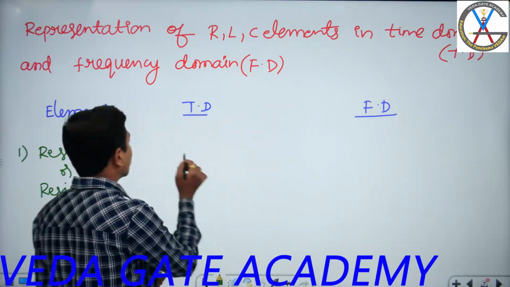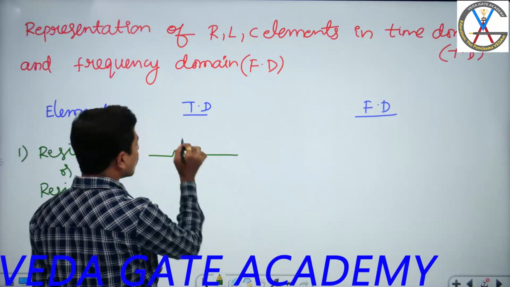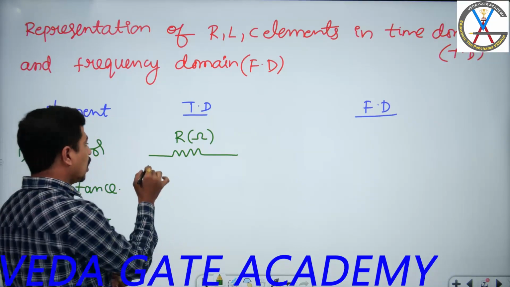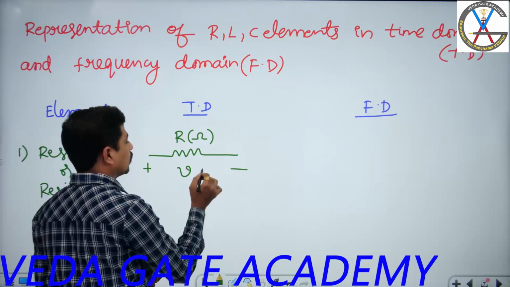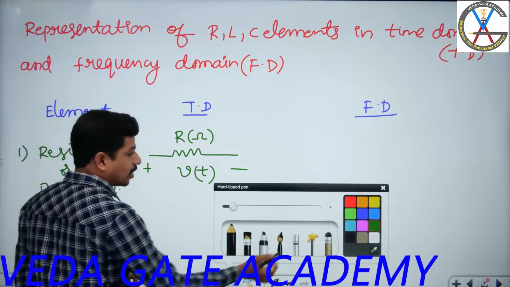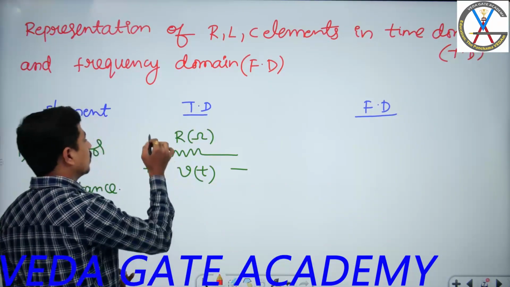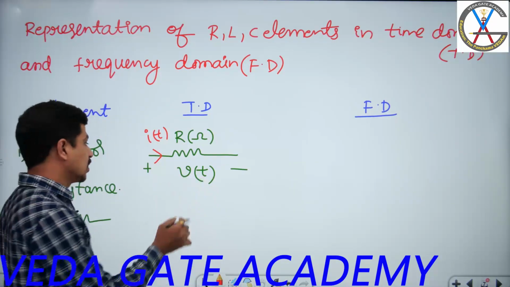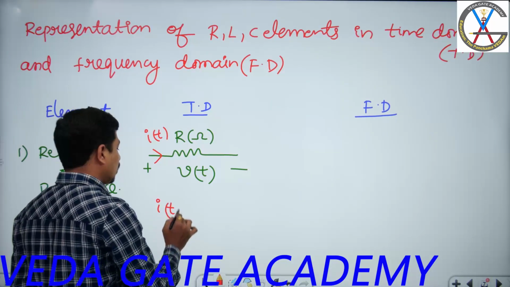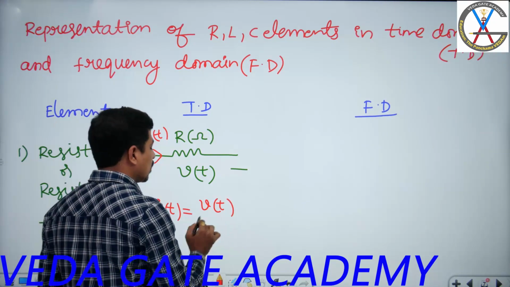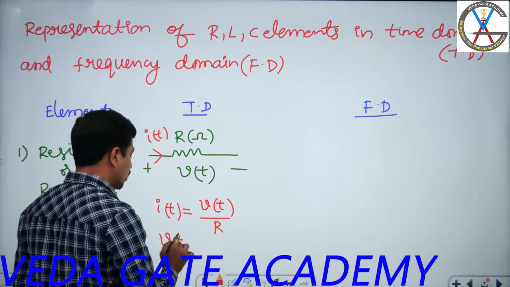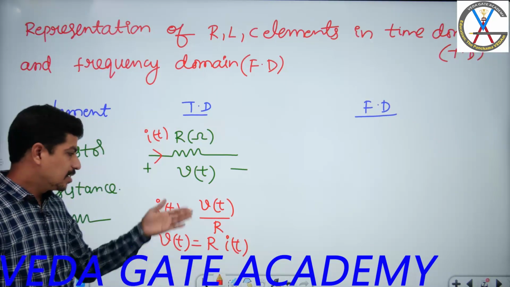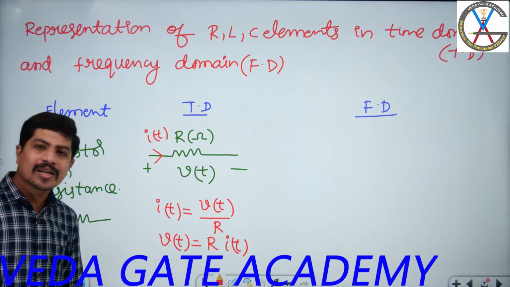Now represent in time domain. What are the units of R? Ohms. If I apply a voltage of v(t) across this resistance, then definitely some current i(t) will be driven in this. What is the relationship between voltage and current with respect to resistance? I can write i(t) = v(t)/R, or v(t) = R·i(t). This is in time domain. Let's come to frequency domain.